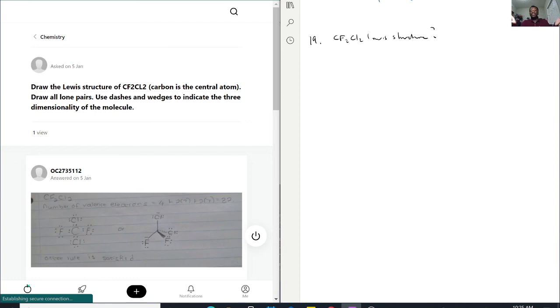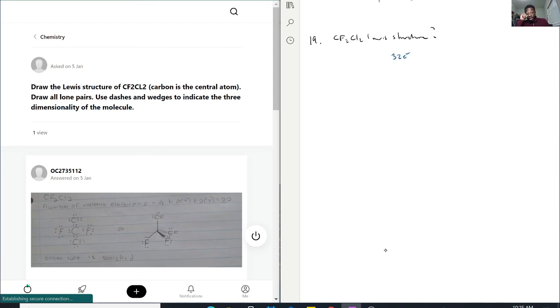So carbon is in the 14th column. That's 4 electrons. Fluorine and chlorine are both in the 17th column, so that's 7 electrons each. So 7 times 4, that's 28. Plus another 4, that's 32 electrons we're working with total.